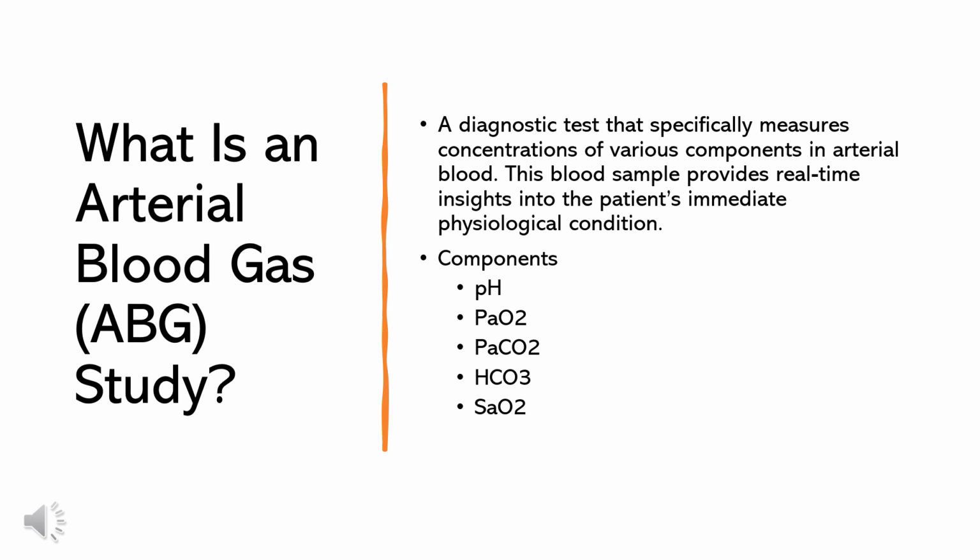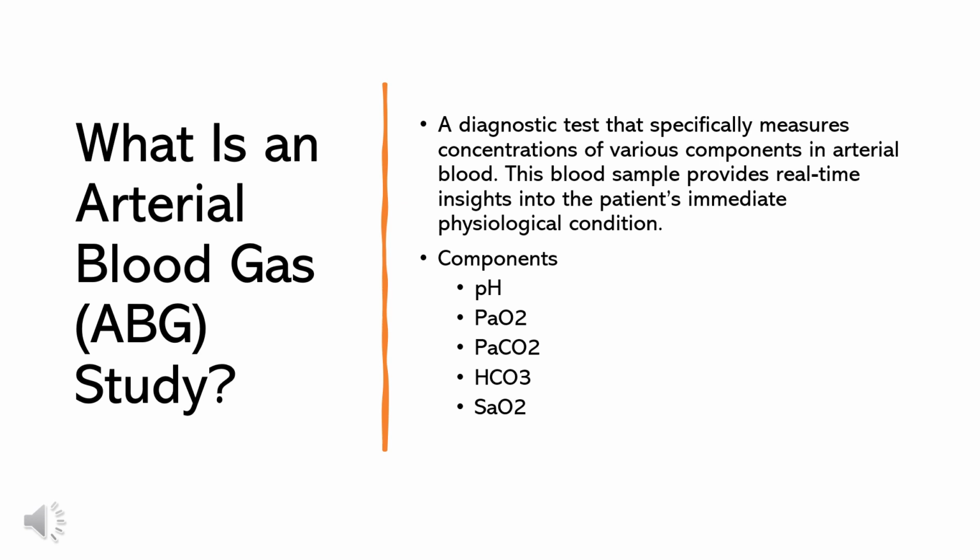pH measures acidity or alkalinity of the blood. PaO2, or partial pressure of oxygen, examines how effectively oxygen moves from your lungs to your blood. PaCO2, or partial pressure of carbon dioxide, checks carbon dioxide waste removal from the blood. HCO3, bicarbonate, evaluates the buffering capacity to maintain pH. And SaO2, or oxygen saturation, shows the proportion of available hemoglobin carrying oxygen.